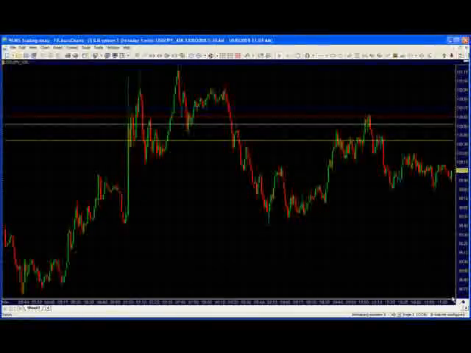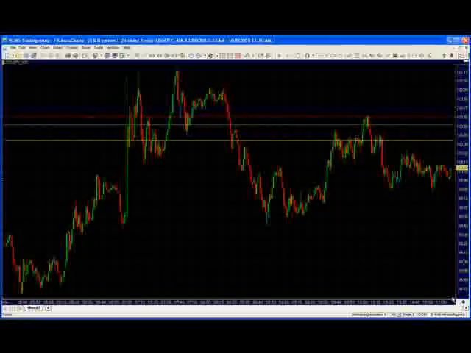Pretty much what we're going to look at today is a simple support and resistance system. If you're seeing the charts, guys, you might want to go into full screen mode. It might make it a little easier for you to watch what's going on.